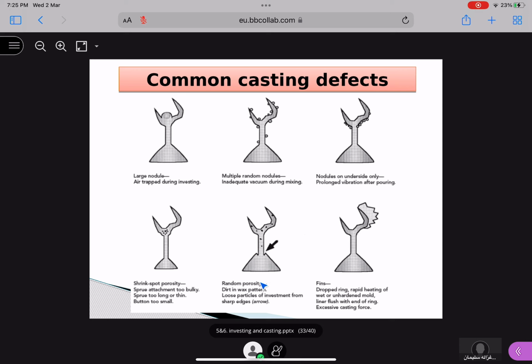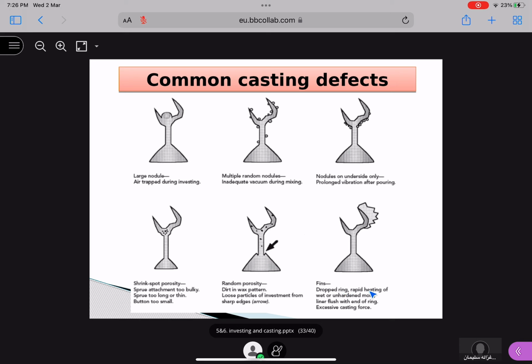This is your random porosity. It is due to dirt in the wax pattern, or loose particles of investment from sharp edges. We always tell you, don't make sharp edges, because loose investment will come inside. Then you have what are called fins here. These are just the dots, and these are nodules. Now this is called a fin.